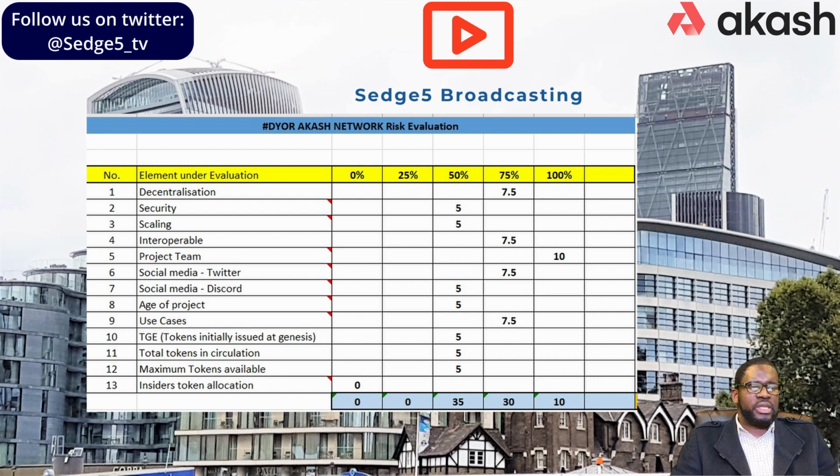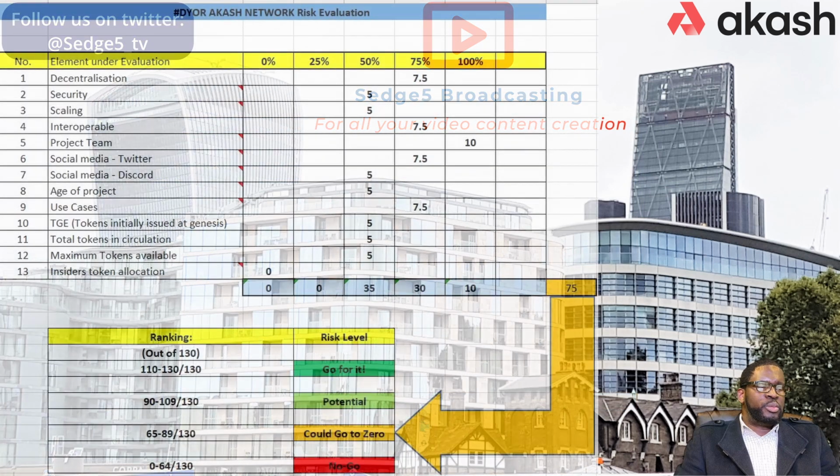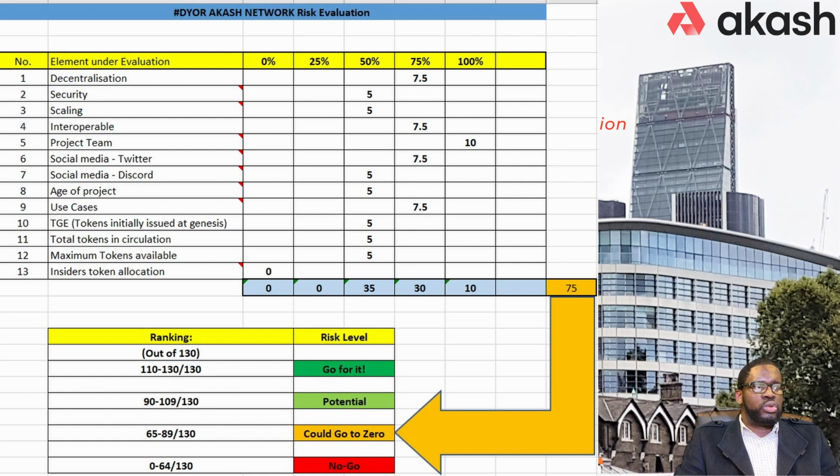You've got that 48% that is not allocated and is being issued as part of the inflation. They control that, as well as the initial allocation. So as far as we are concerned, the insiders here control quite a lot, hence our score of 0 points out of 10. So those are the scores we gave to Akash Network, which gives us a total of 75 points out of 130, which puts Akash Network within the could go to 0 category.